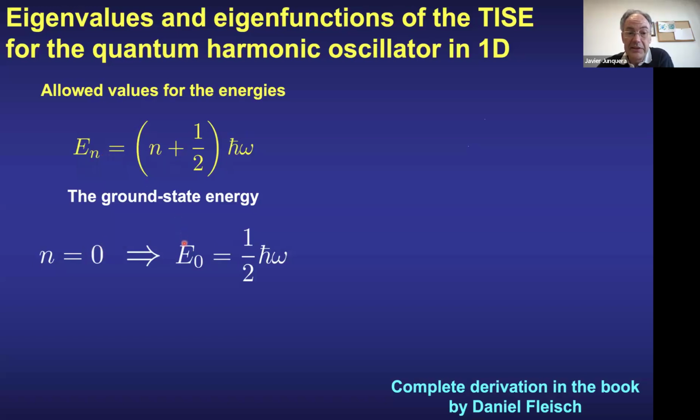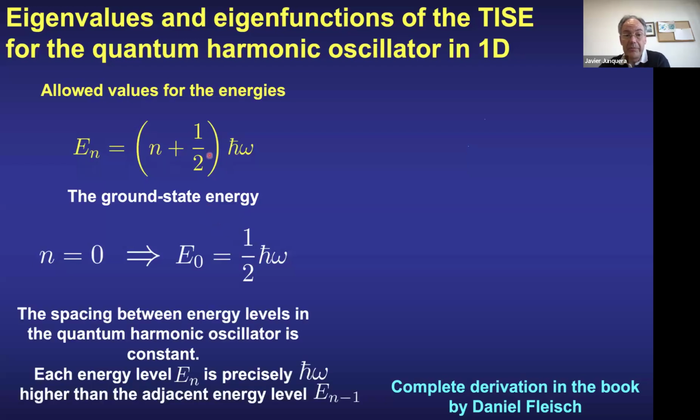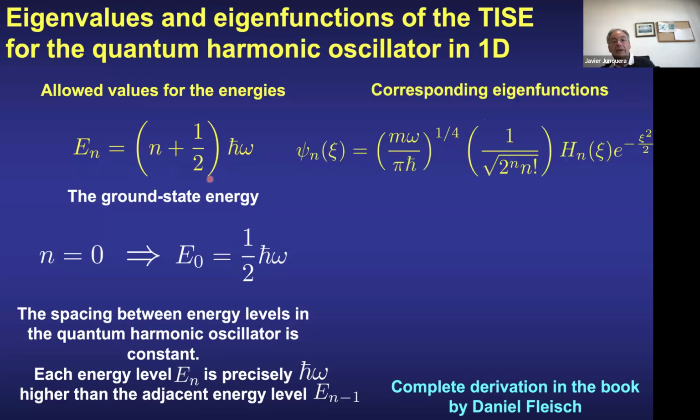The ground state energy of this quantum harmonic oscillator in one dimension takes the value of 1/2 h bar omega. And another important consequence of the shape of the eigenvalues here is that the space in between energy levels in the quantum harmonic oscillator is constant. That means that each energy level is precisely h bar omega higher than the adjacent energy level. So that's regarding the eigenvalues.